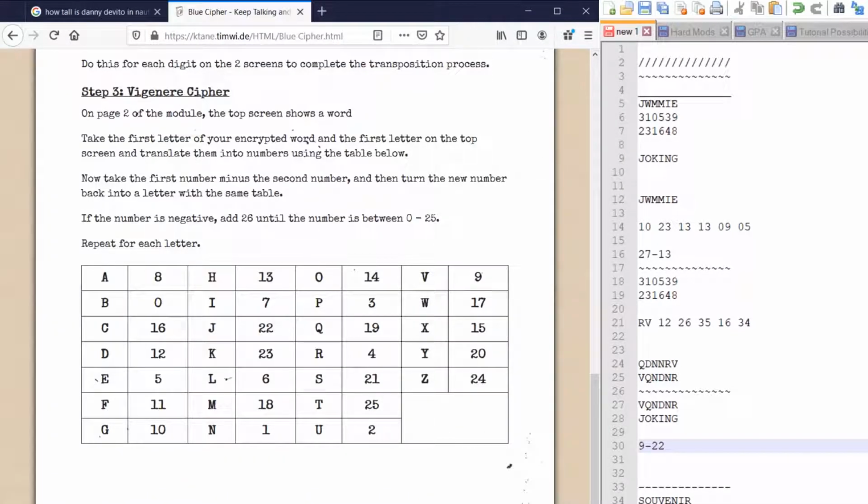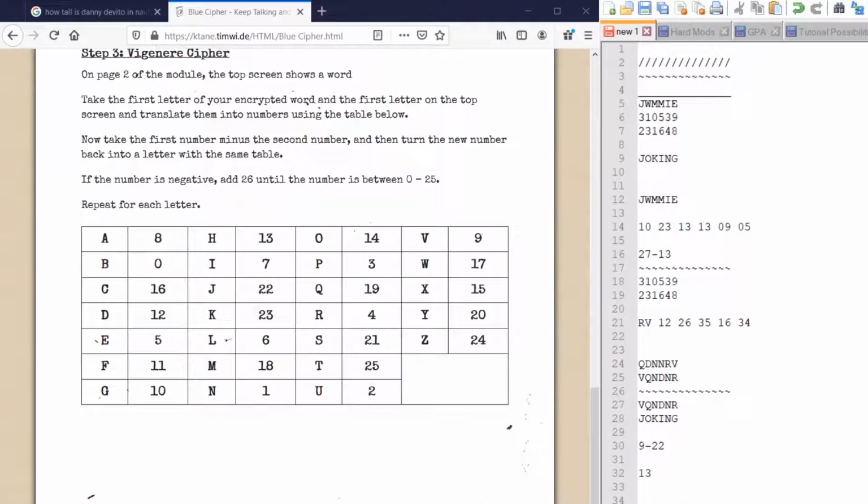Yeah, negative 13. If it's a negative number, you add 26, so this becomes 13, and you find that letter within the Vigenère thing. So 13 becomes a Hotel. Alright, we find Quebec, which is a 19. We find Oscar, which is a 14. That gives us 5, and the 5th letter is an Echo.